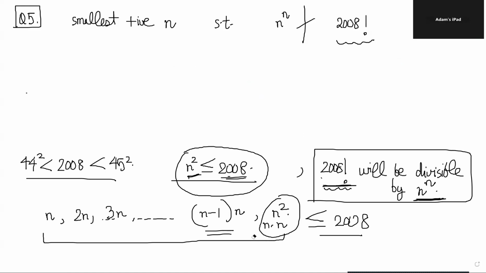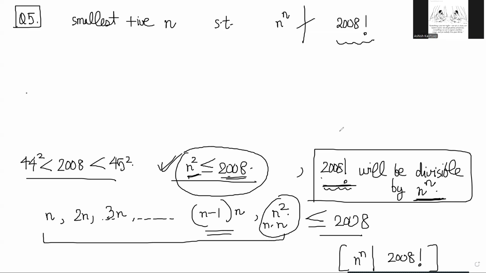Can you see why the product already gives us n power n? How many numbers are here? There are n numbers, and each of them has a factor of n. So n power n surely divides 2008 factorial. But that happens for every n for which n square is less than 2008.